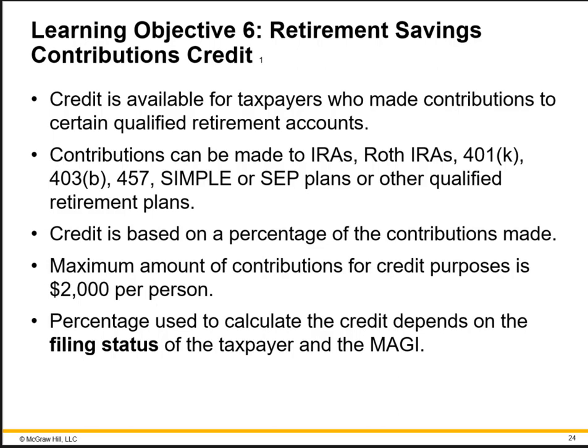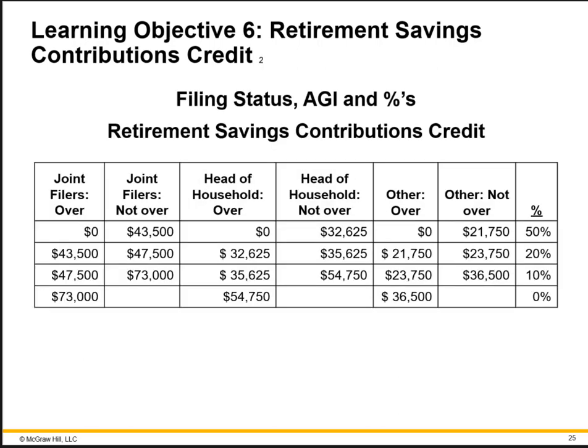Okay, and the way this works, the percentage you get credit depends on your filing status and your AGI, your income. So you can see if you're a joint filer, between 0 and 43,500, you get a 50% credit. So if you put in $2,000, you get a credit of $1,000, half of it.